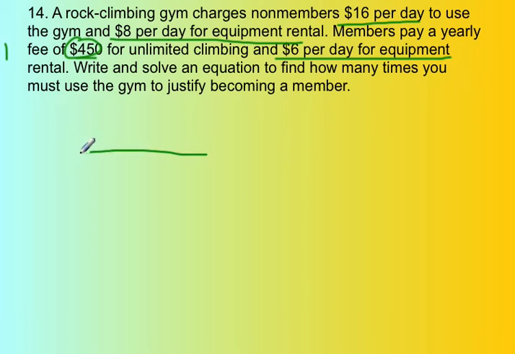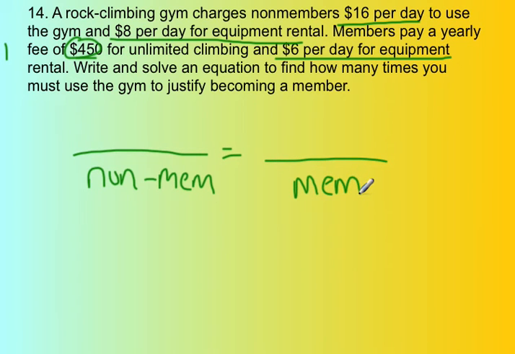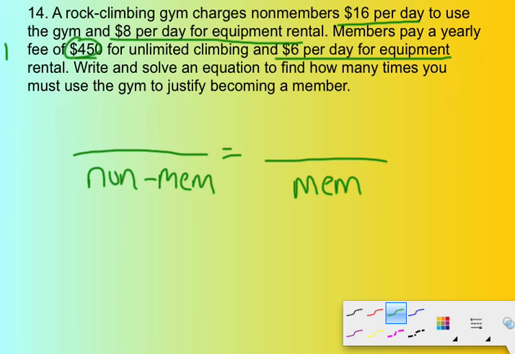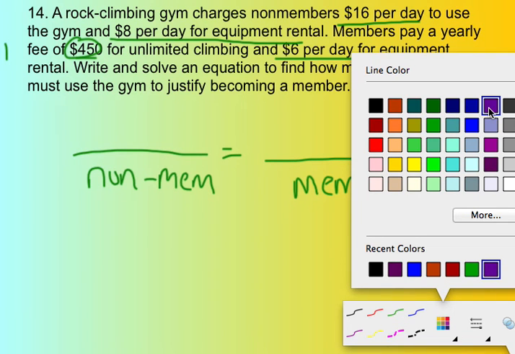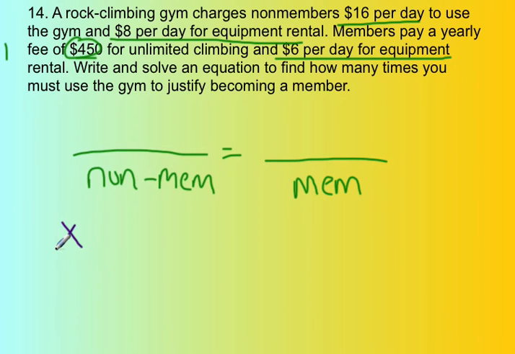Here's what we're going to do. We're going to set up one side, which is the cost for a non-member, and then set that equal to the other side, which is the cost for a member. Let's start by setting up that equation. We're going to let x represent the number of days that you actually go to the gym, because we're trying to figure out how many days you can go to the gym before you need to get a membership.